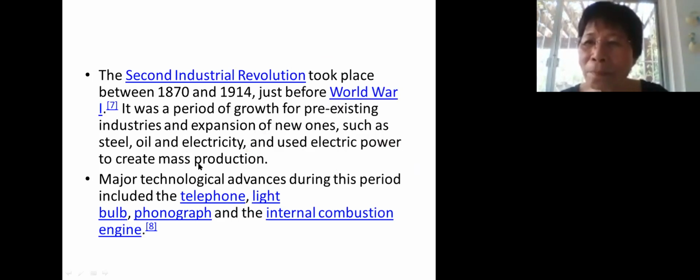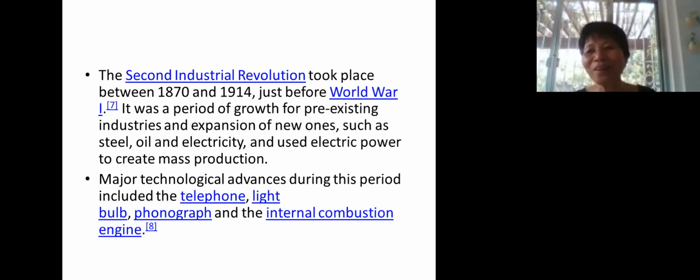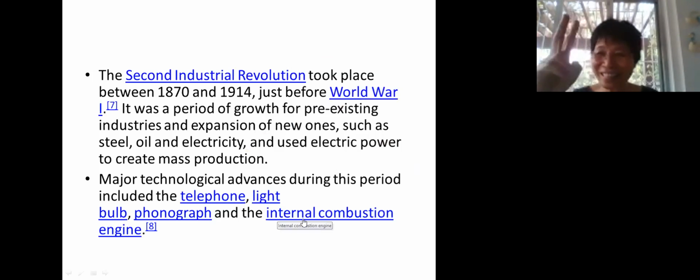Because there are now many people, we can wear the same clothes all over the world. Mass production. In Japan, you have Uniqlo. You know the brand Uniqlo. Right? They mass produce products. Major advances in this period are the telephone, light bulb, phonograph, and internal combustion engine. That is the second industrial revolution.